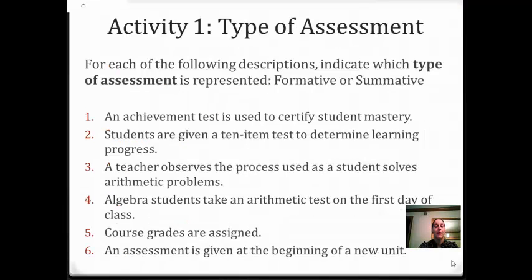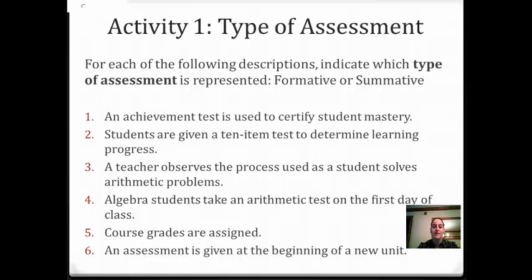Okay, so now we're going to go over activity 1. You can find this activity in the Blackboard where you're watching this video. For each of the following descriptions, I'd like you to indicate which type of assessment is represented, formative or summative. What you can do right now is pause the video. You can go find the activity sheet and fill this in. You can write just an F or an S depending on whether you believe 1 through 6 is formative or summative. You can pause the video right now, and once you're done, you can replay it, and I will go over the answers for you.